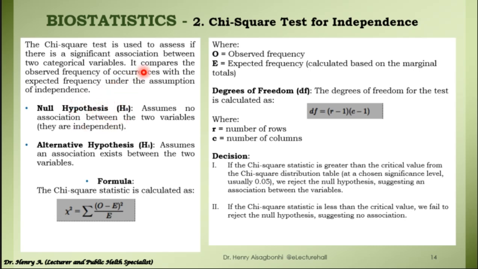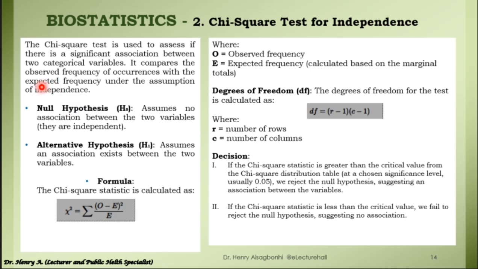So we have the assumption, we have the null hypothesis and the alternative hypothesis, and then we compare the observed frequency of occurrences, and in the end we interpret it in line with this hypothesis. Now we have the null hypothesis. What do we mean when we say the null hypothesis?